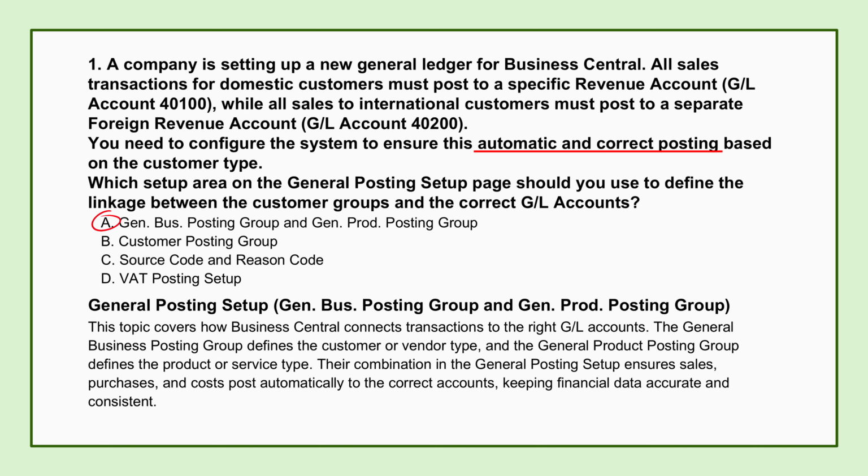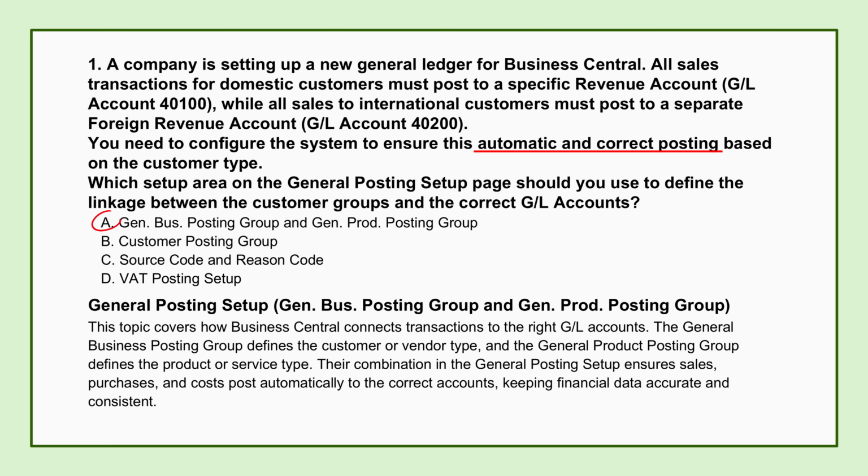That's the key. Think of it like setting up a financial filter system. The general business posting group identifies the who: is this customer domestic, international, maybe retail. And then the general product posting group defines the product line or service being sold. Business Central then takes those two pieces of information and uses the General Posting Setup page to connect them. Exactly. It looks at that intersection.